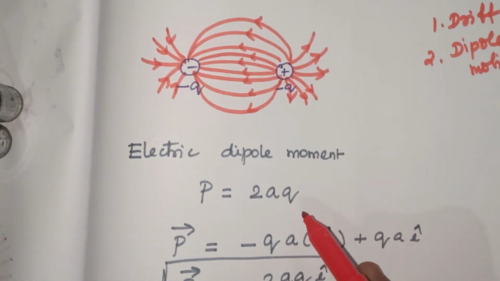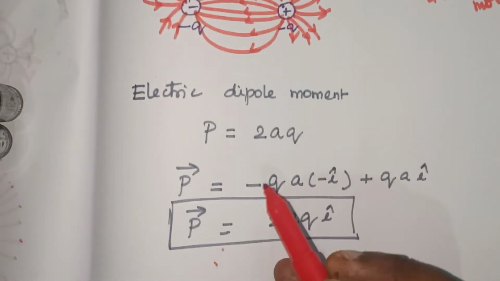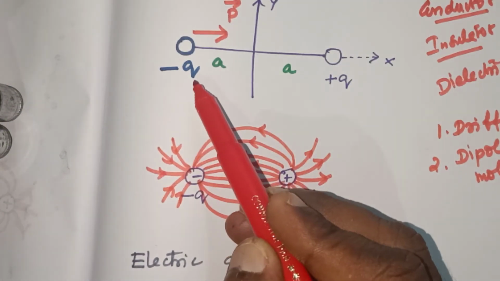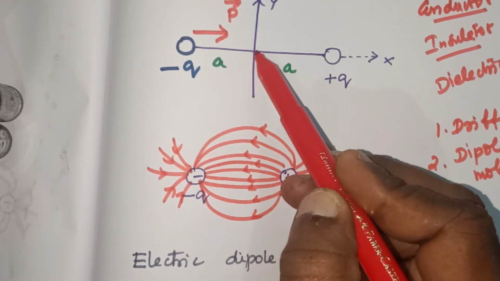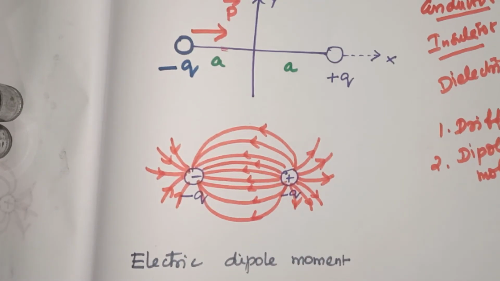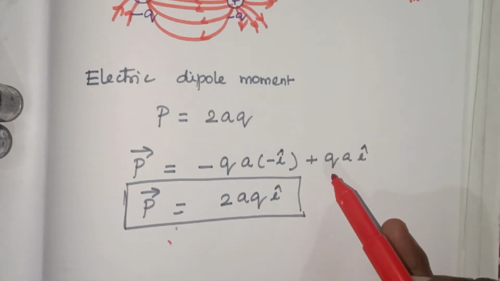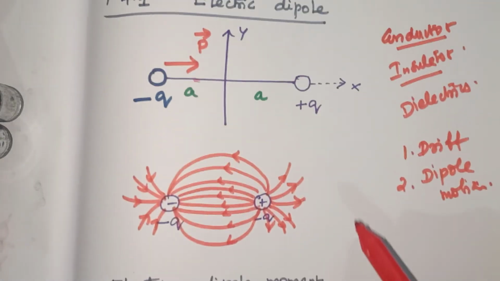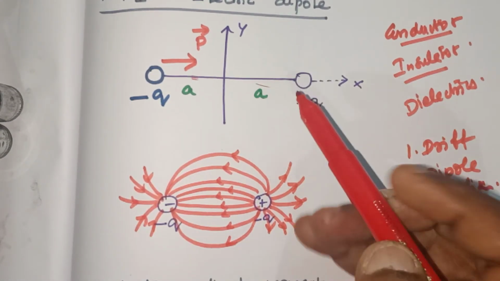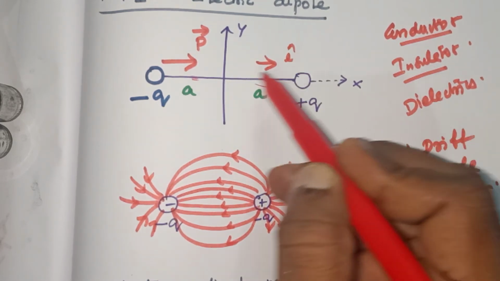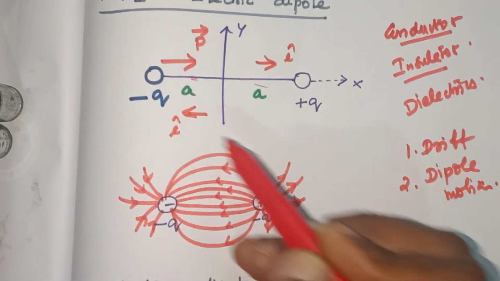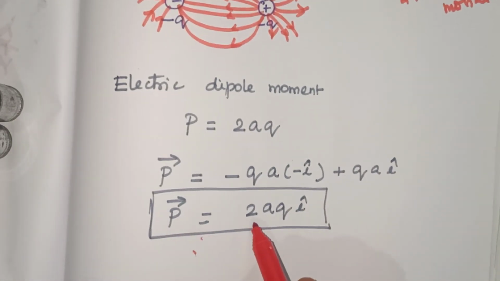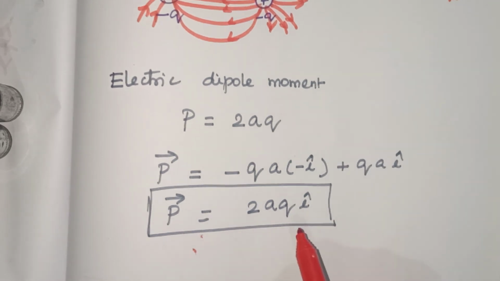Q is the charge. Therefore, the p vector is equal to minus q at a distance a, in the negative i cap direction, plus q into a in the positive i cap direction. This is positive i cap, this is negative i cap. So adding these two, p vector is equal to 2aq i cap.